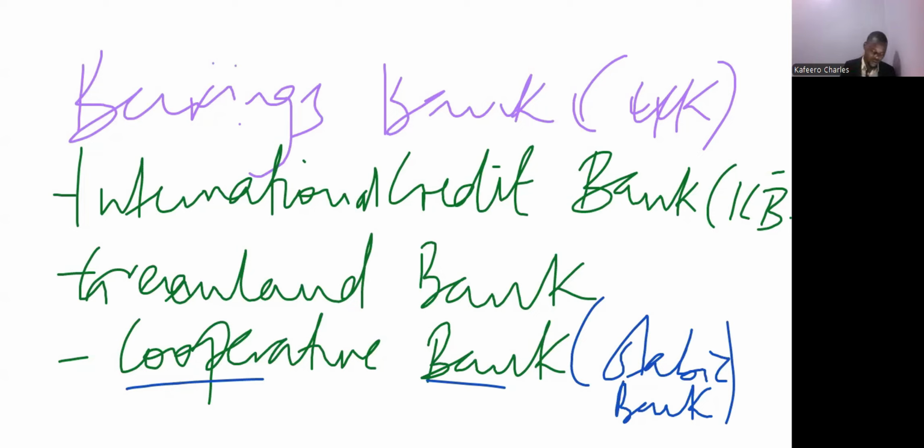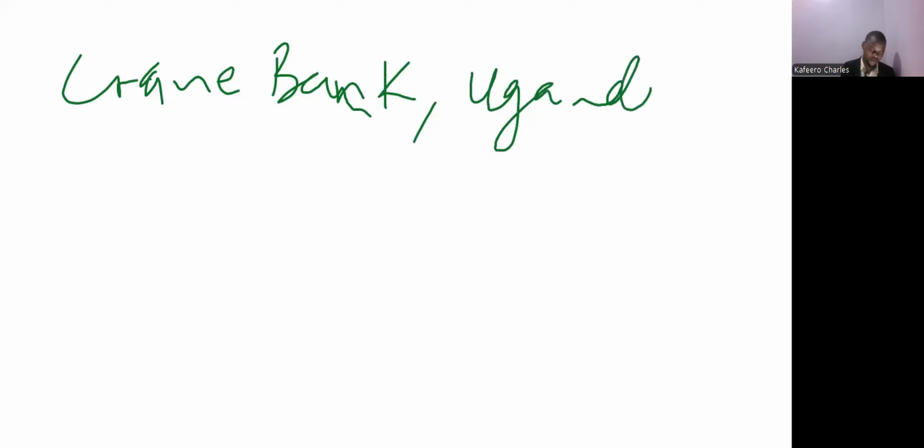Of course, currently we have things to do with Crane Bank, the Crane Bank that was sold to the FCU. So, Crane Bank, and also even Uganda Telecom. You see, Uganda Telecom has issues, even though they haven't sold it.